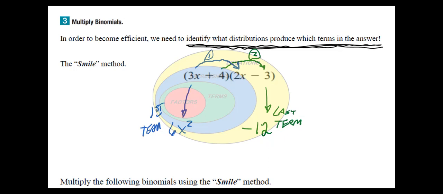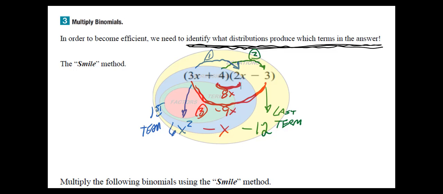So the next two distributions are going to give us the middle term. And this is where the smile method comes in. So when I distribute the inside terms, the 4 and 2x, I get 8x. And if you notice, we multiply the outside terms and we get a -9x. These are both x terms. So the third distribution that we're going to do is to get the middle term by the two inside and outside distributions. So this would be a -x when we combine those two like terms. So we call it the smile method because, again, we're generating the distributions that give us the smile.